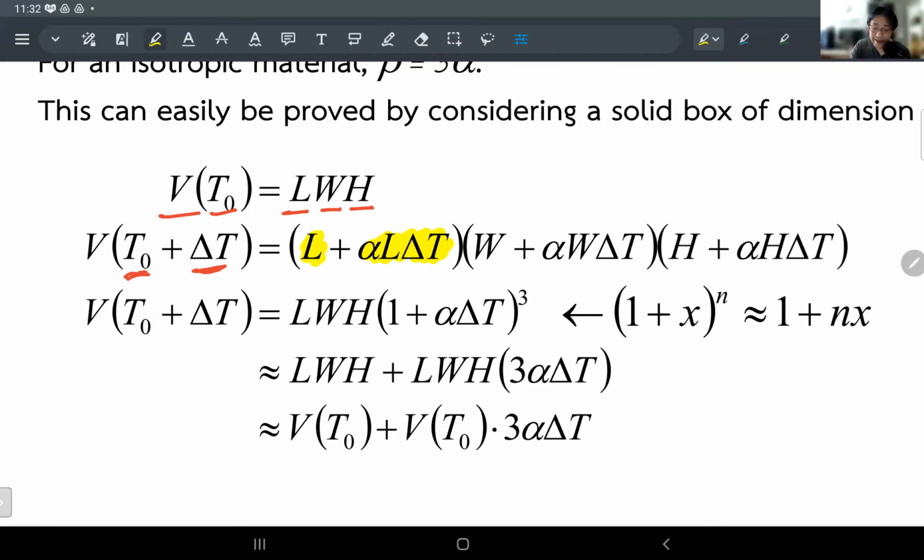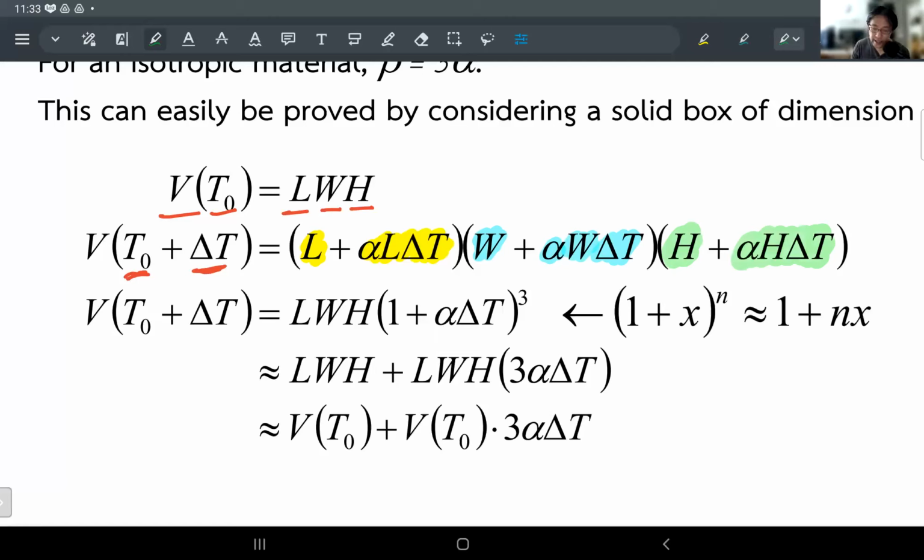Very good. Then I do the same thing for the width and the height because we said they follow the same kind of equation. So the original width is W. The delta width is going to be alpha, original width, and delta T, using the same equation, but just change L to W. Same thing happens to the height. Original height H, alpha H delta T. Perfect. Very good. It's a cubic equation, of course.